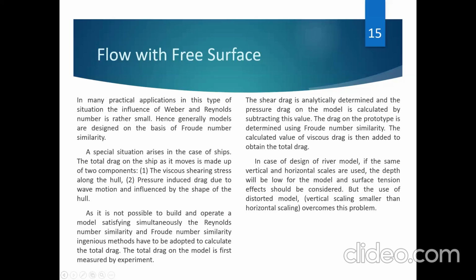So the total drag on the model is first measured by the experiment. The shear drag is analytically determined, and the pressure drag on the model is calculated by subtracting this value. The drag on the prototype is then determined using Froude number similarity. The calculated value of viscous drag is then added to obtain the total drag. In the case of the design of a river model, if the same vertical and horizontal scale are used, the depth will be low for the model and surface tension effect should be considered. But the use of a distorted model, with vertical scaling smaller than horizontal scaling, overcomes this problem.